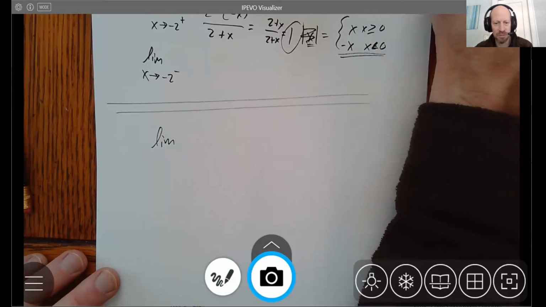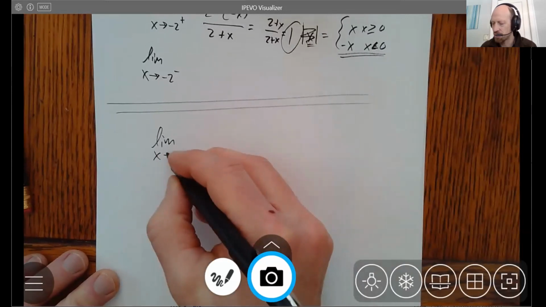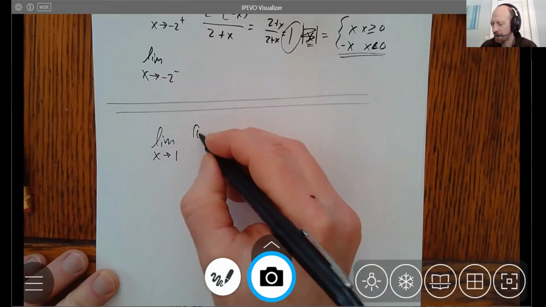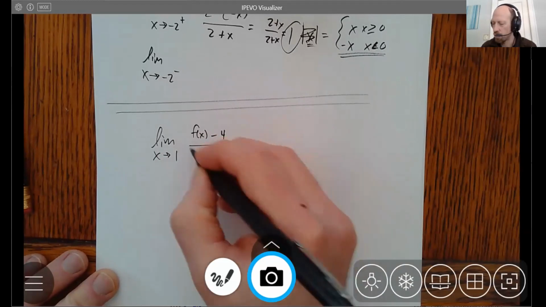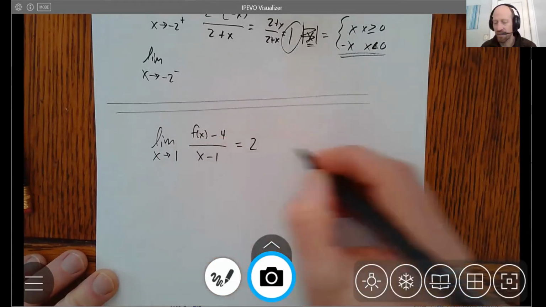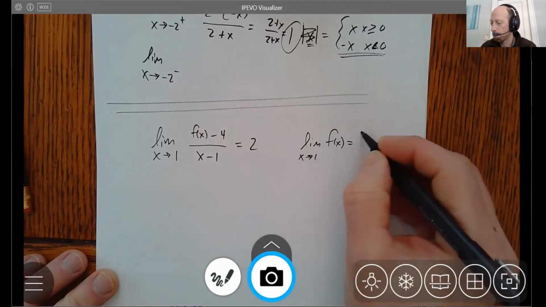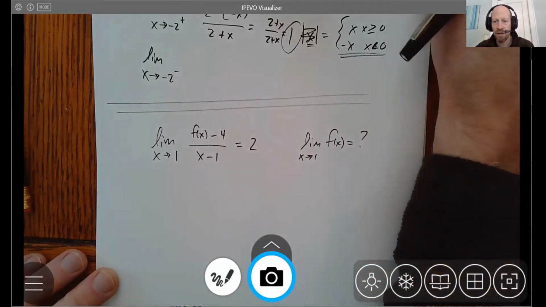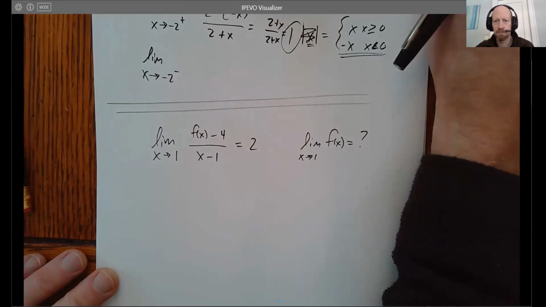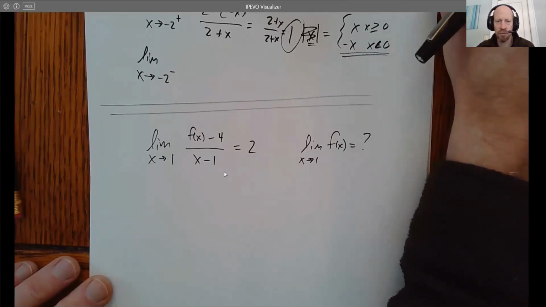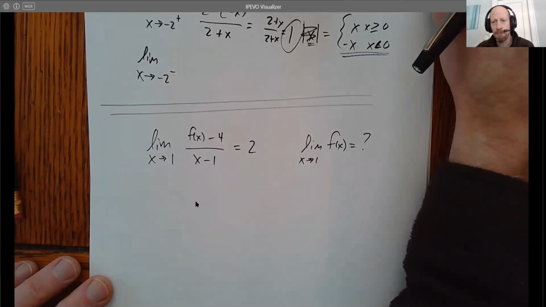Okay, so this one says we're looking for the limit as x goes to 1 of f of x minus 4 over x minus 1, and actually they tell us that this is 2. And the question is, what happens as x goes to 1 of f of x? So this is a little different kind of problem, right? We sort of know what the limit is, but we don't necessarily know what the function is. So let's think of a hypothetical here.